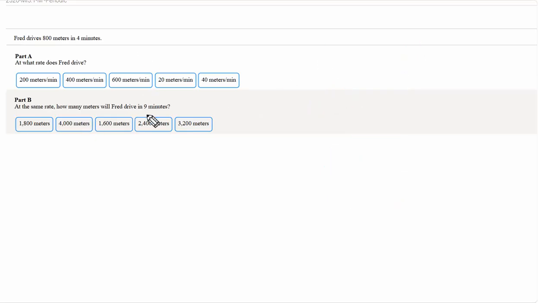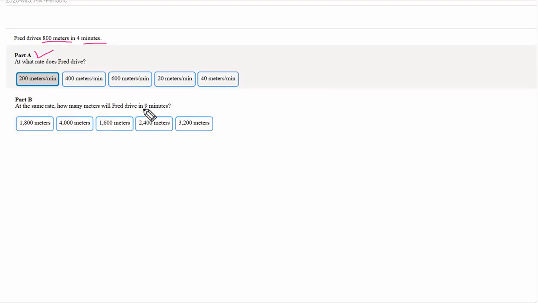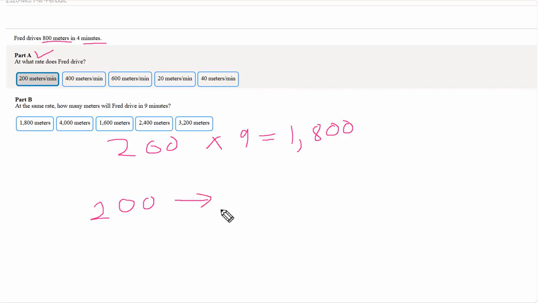Next, here you have: how many meters will Fred drive in 9 minutes? Remember, you're dealing with 800 meters in 4 minutes. If your part A is correct and you're confident about it, you'll go to the next part and just do 200 times 9. Now, why is it 200 times 9, directly 1800? Because we know that in every 1 minute, Fred covered 200 meters.